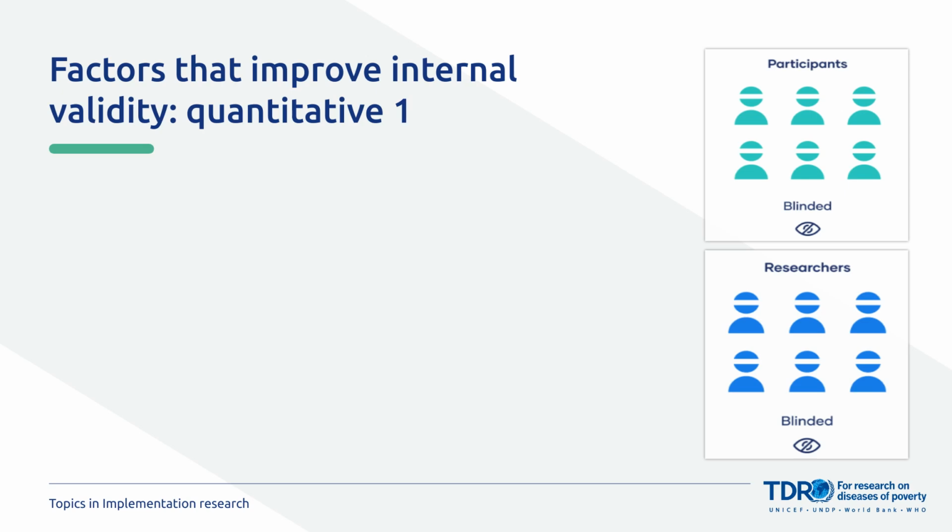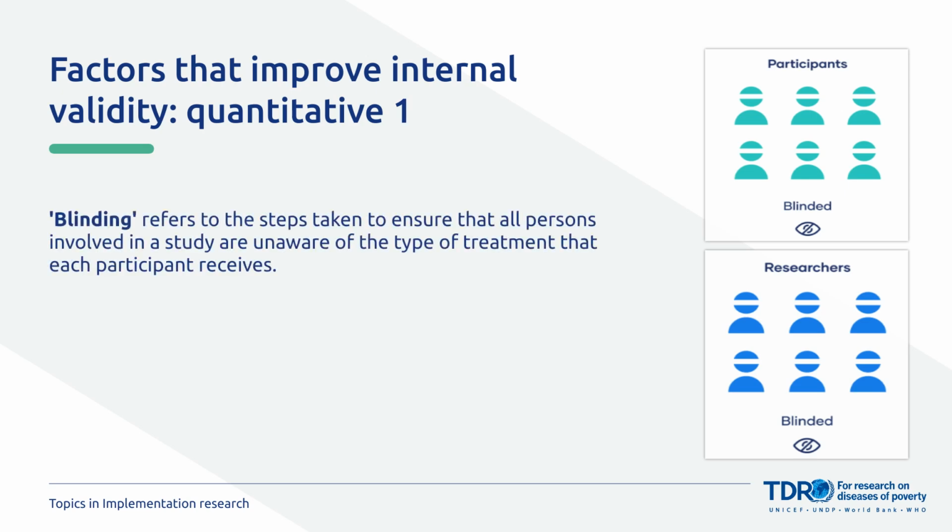These include blinding or masking, which means ensuring that everyone involved in the study, including participants, researchers, and data collectors, remains unaware of which treatment each participant receives. The suitability of blinding depends on factors like the type of outcome being examined.